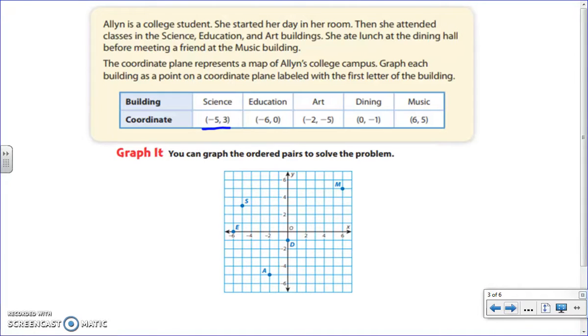Negative 5, 3. So if we start at the origin, we're going to move 1, 2, 3, 4, 5 in the negative direction, and 1, 2, 3 in the positive direction. And you can see they've labeled S there.